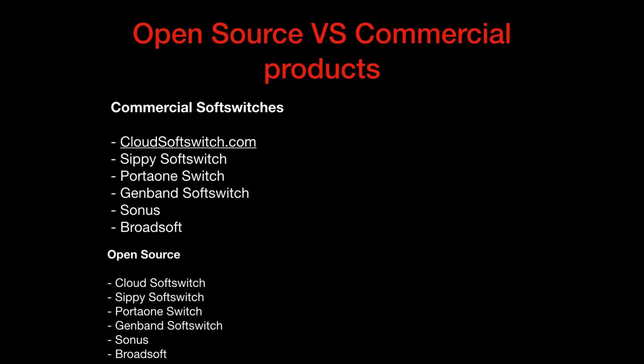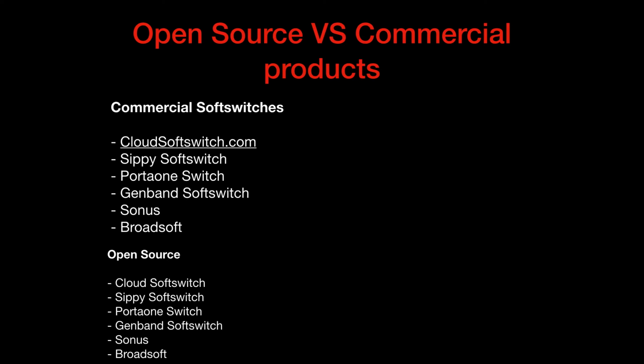GenBand is one of the best in the market as well in terms of Class 4 switches and even Class 5. It's very solid. Many operators use it, but it's very expensive. So if you have the budget for it, you can explore it. If you don't, the first two products do exactly what GenBand and PortaSwitch do in terms of functionality for wholesale or retail. So you should be fine with that.